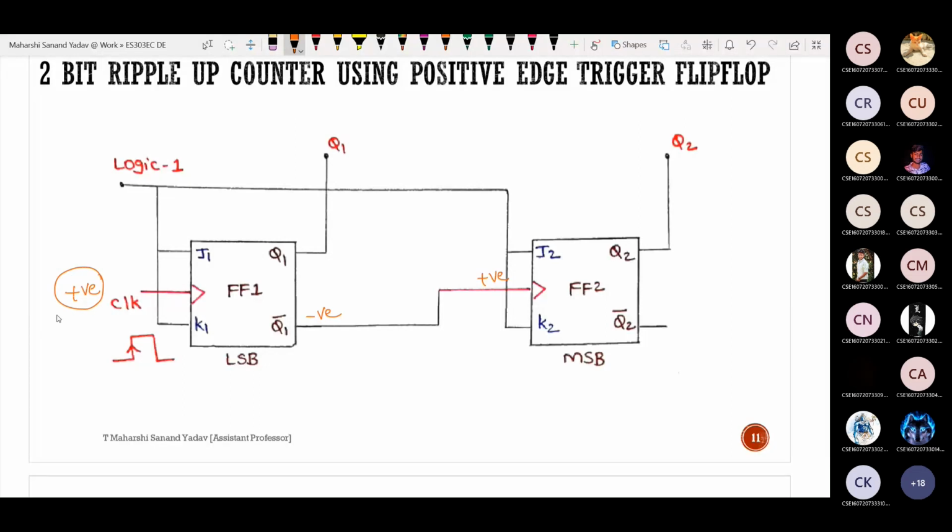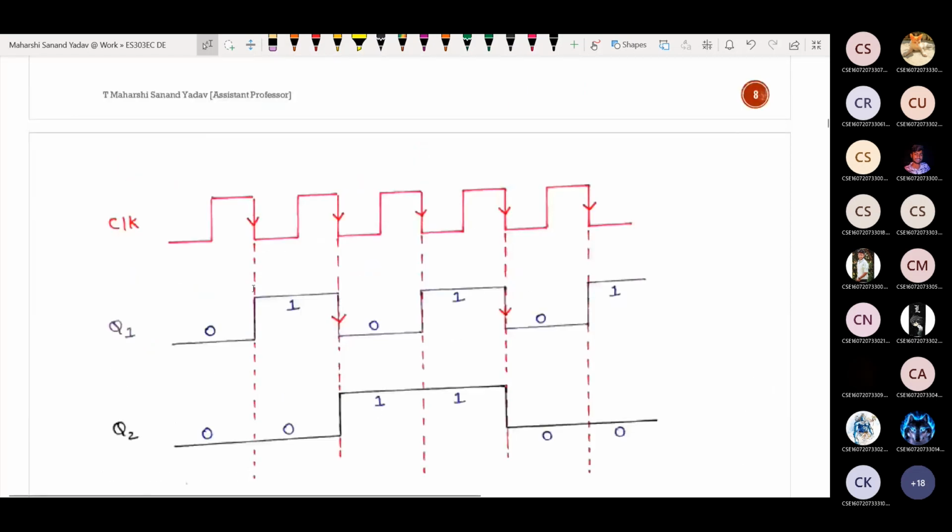Now let me show you the timing diagram. So timing diagram is nothing but this is a clock. In order to know this, you need to know about duty cycle. So what is meant by duty cycle? Anyone? What is duty cycle?